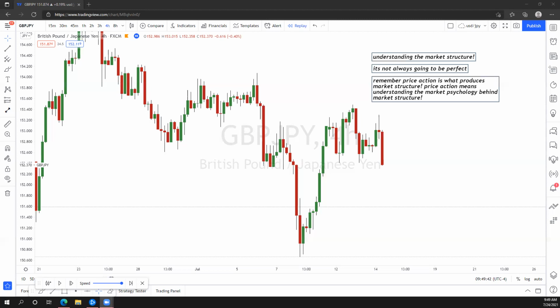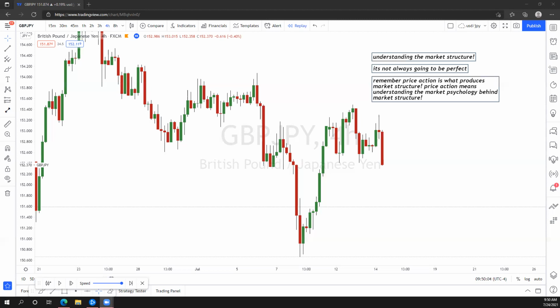So remember, price action is what produces market structure. Price action is understanding the market psychology behind market structure. So whatever the market is doing, like you see all these candlestick bars, red and green and this and that, these are price action, right? The bars are what price action is, what the market is doing, moving in a certain direction.